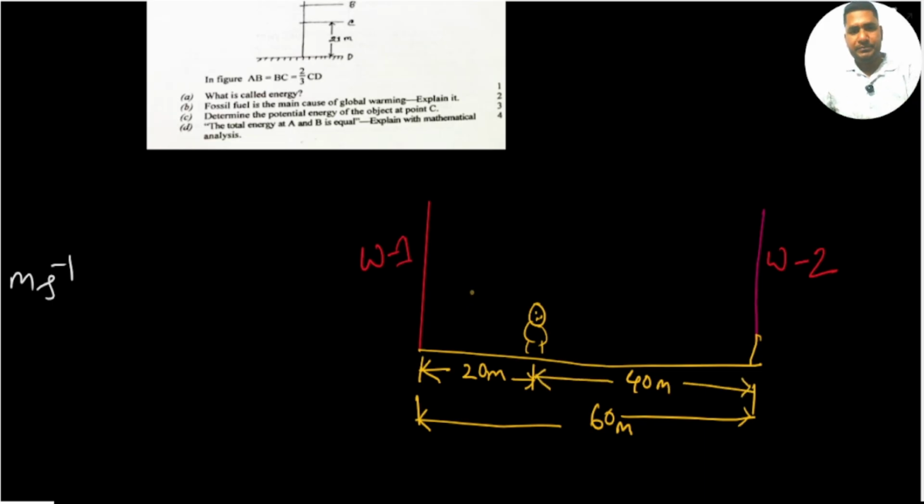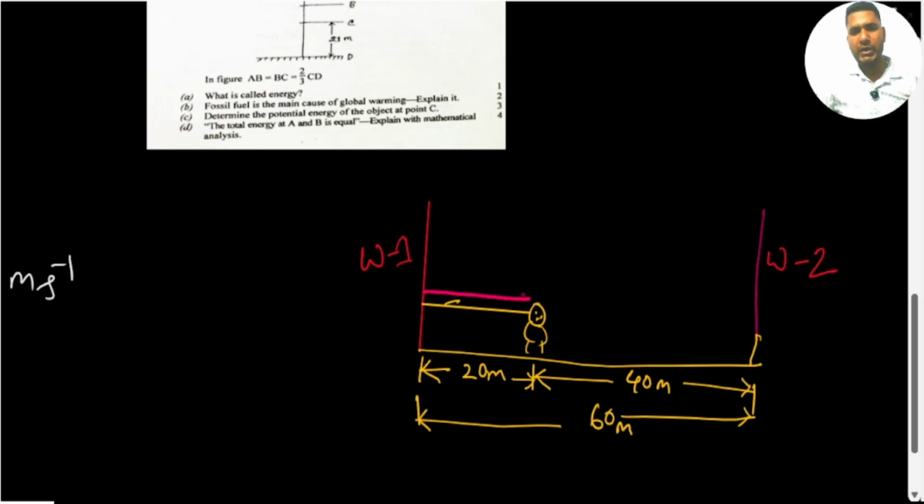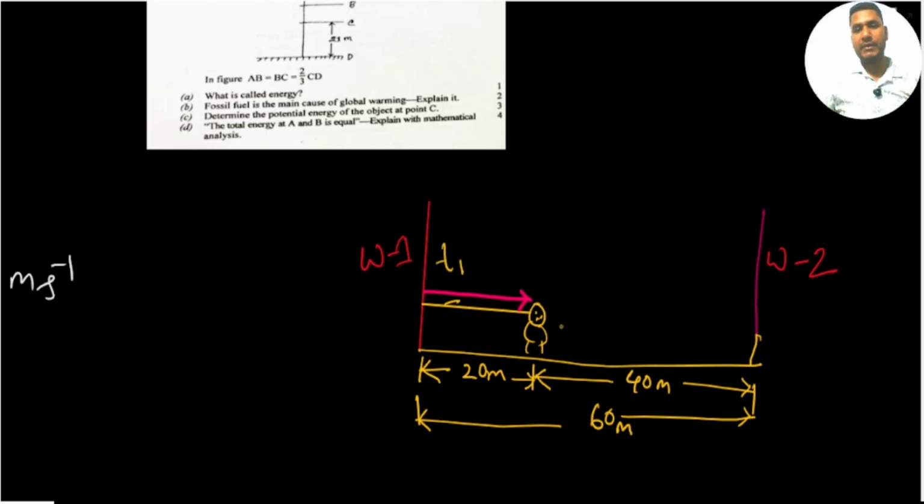Suppose when he makes a sound, the sound goes like this, and after reflection the sound will come back to him, and that will be the echo, and this is the first echo. Let him hear the first echo after t1 seconds. The sound also travels this side, and after reflection it will come back to him, and this will be the second echo. Let him hear the second echo after t2 seconds.